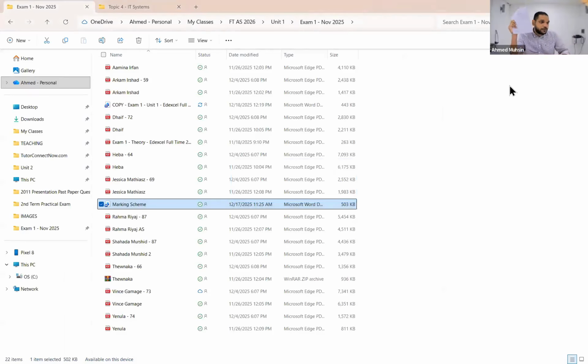Which means how many topics remaining after this? 2 topics, right? We have 6 topics, isn't it? So after this, we have 2 more topics. In the next topic, guys, you will be learning a new language, SQL, Structured Query Language. Like I told you guys on day 1, AS is very challenging. After every chapter, the examiner is making life harder for you. But A2 is a lot more manageable.